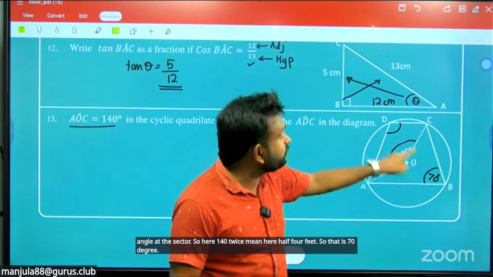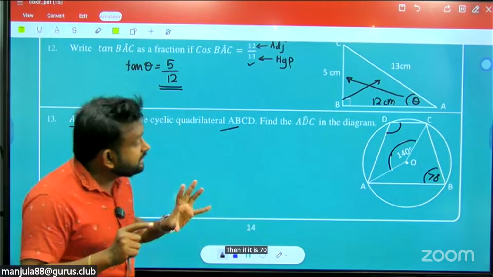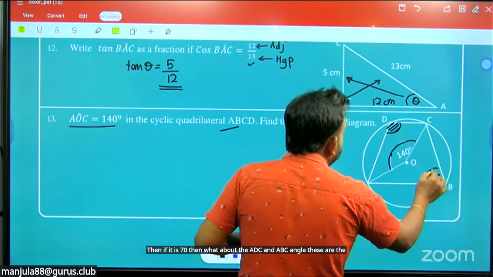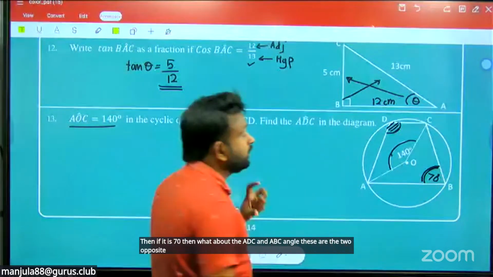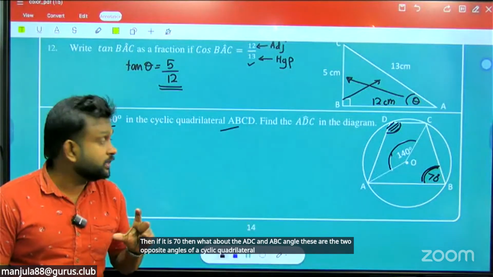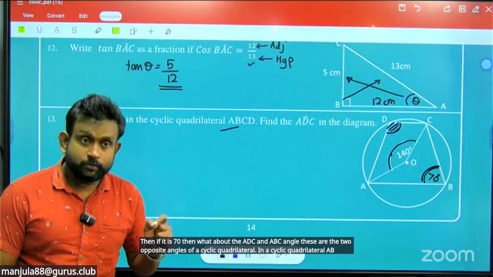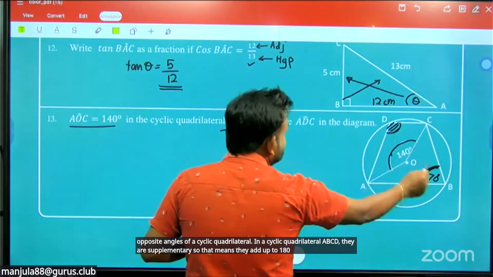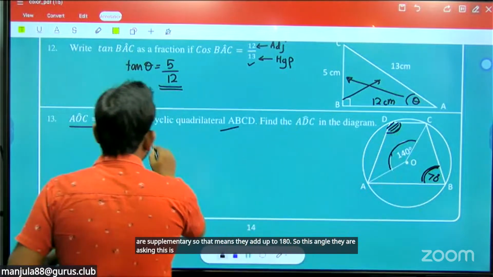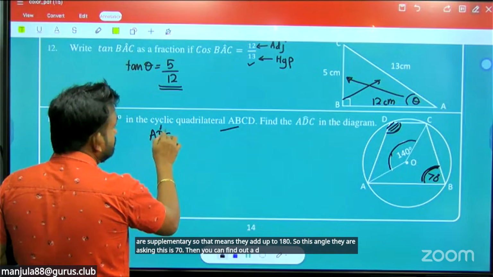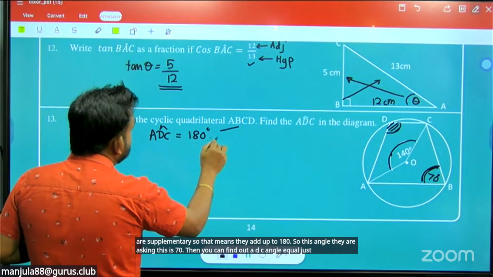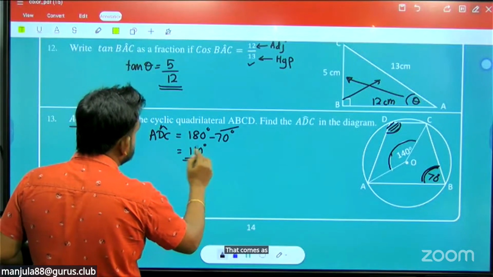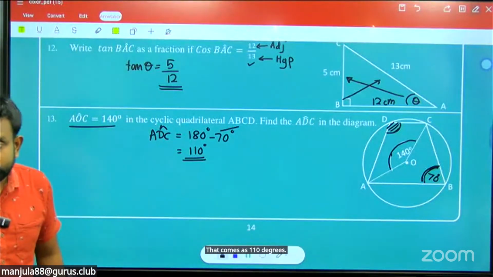Then if it is 70, what about the angle ADC and angle ABC? These are the two opposite angles of a cyclic quadrilateral ABCD, so they are supplementary. That means they add up to 180. So this angle is 70. Then you can find angle ADC by subtracting 70 degrees from 180, which comes to 110 degrees. So that is the answer.